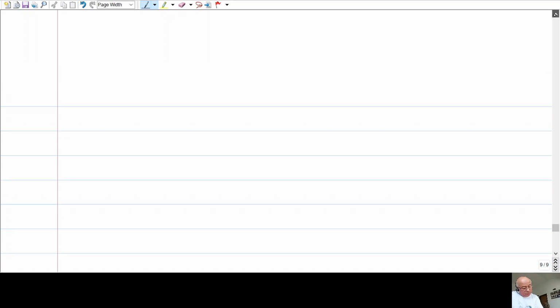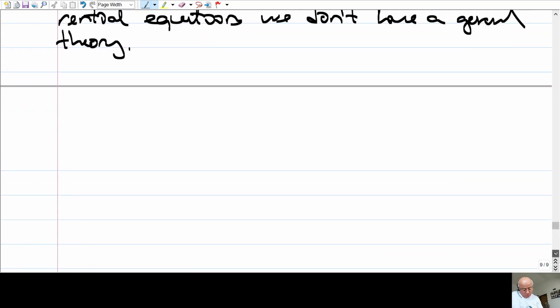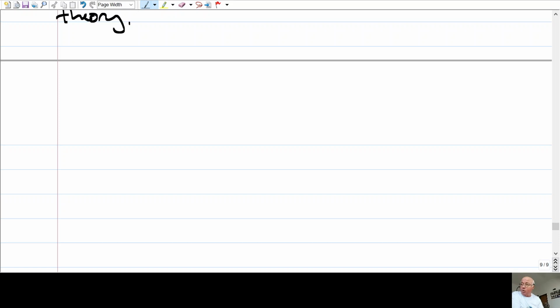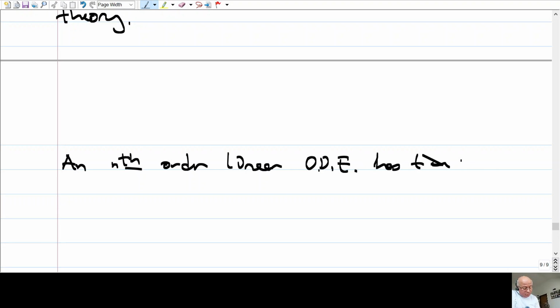All right. Let's talk about linear equations a little bit more. An nth order linear ordinary differential equation has the following form.